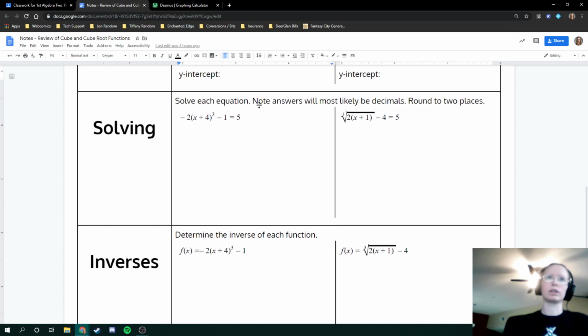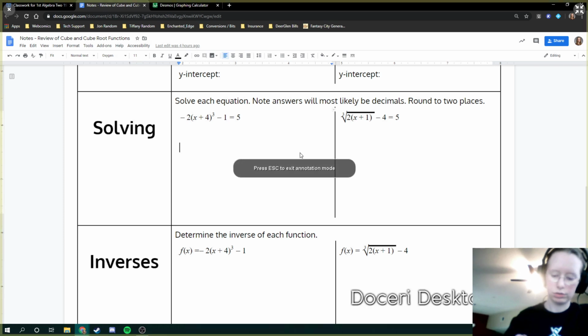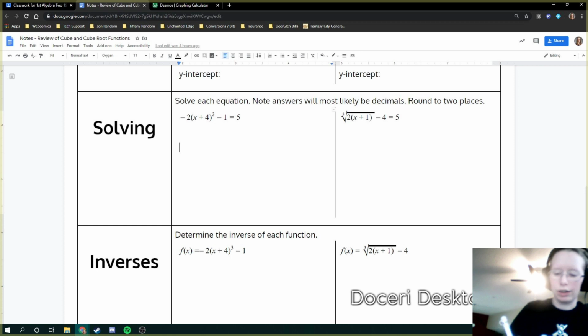Alright, solving. Solve each equation. Note the answers will most likely be decimals, in which case we're going to round to 2 places. Okay, so let's see, in this problem, first thing I want to do is add over the 1. And get an in-between color here. Then I'm going to divide by the negative 2.